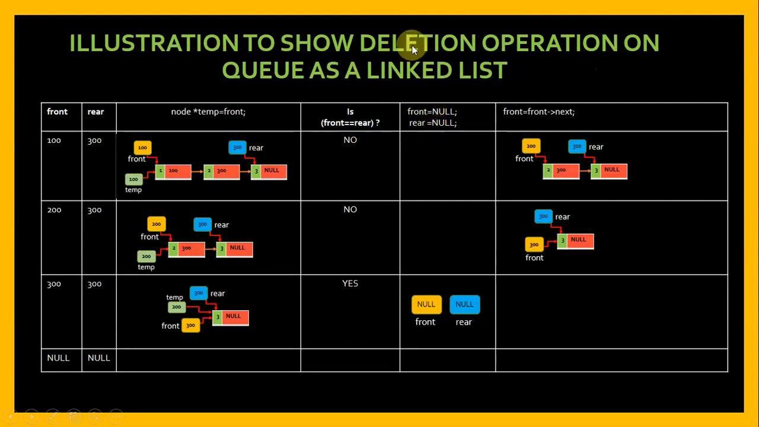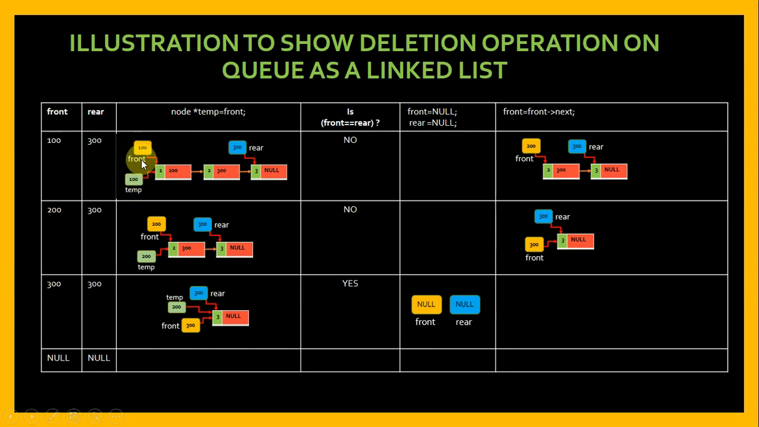Let us understand it pictorially. If we look at the previous example, in which we inserted 3 nodes, my front is 100 and rear is 300. You can see front 100 and rear 300. There are 3 nodes, the data is 1, 2 and 3, and these are the addresses. Now when I say node star temp is equal to front, temp will also contain 100 because the address stored in front is 100.